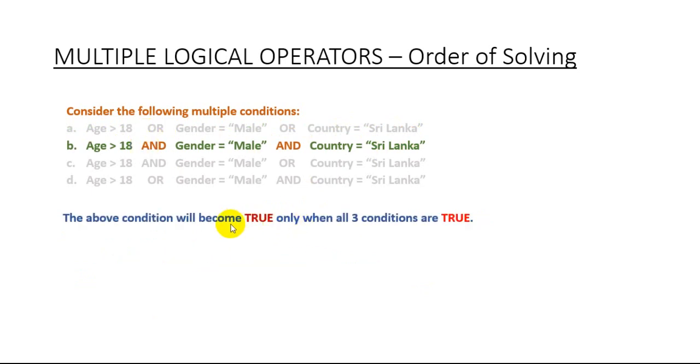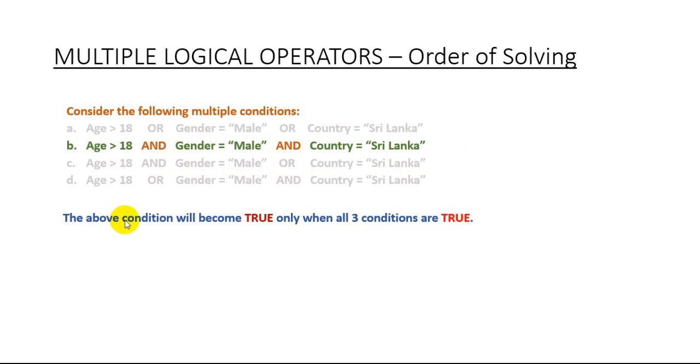Now we will see what happens when you join it with AND. Unlike OR, here it is very strict that all three conditions are true, because in the AND logical operator, as you know from the truth table, everything has to be true. So people have to be above 18, people have to be male, and they have to come from Sri Lanka. Only those people will be picked. So when you say AND, what we are saying here is pick all the Sri Lankan males who are above 18. That is exactly what we are saying here.